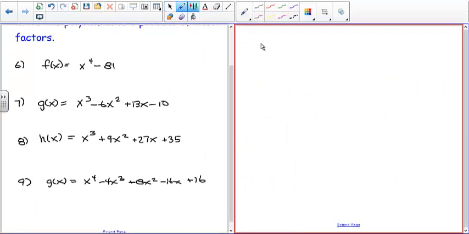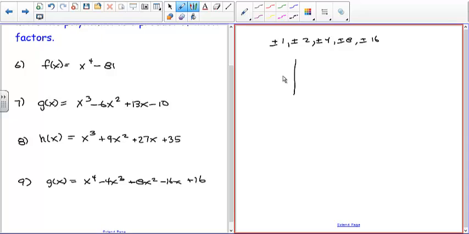So number 9, we have the possible rational zeros. Luckily we have a 1 in front of x to the 4th, so we have plus or minus all the factors of 16, which would be that. 1 times 16 is 16, 2 times 8 is 16, 4 times 4 is 16. So we've got 10 possible rational zeros.